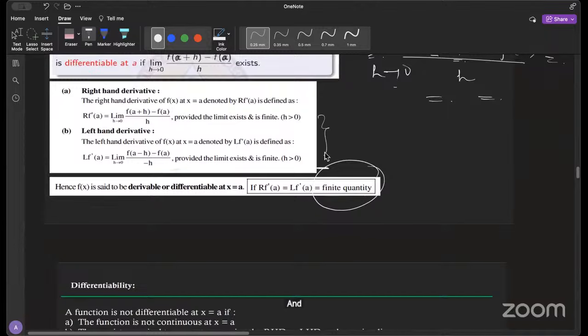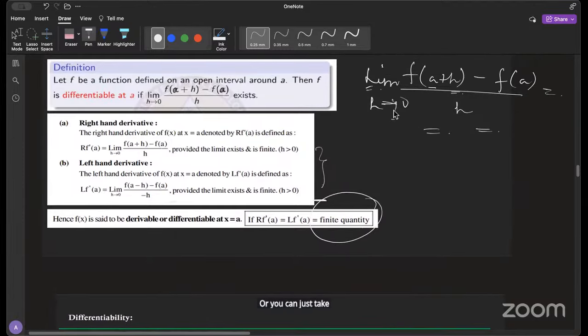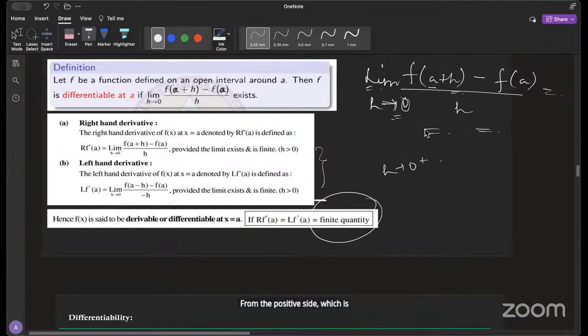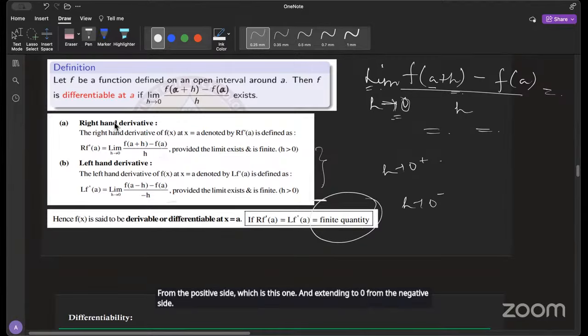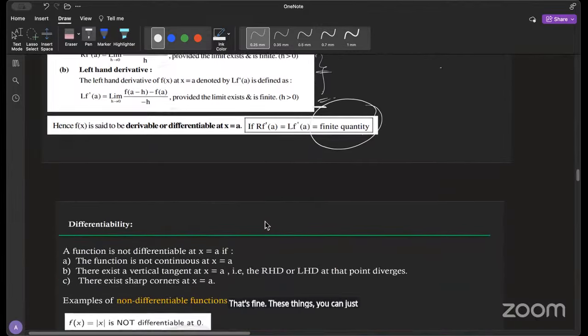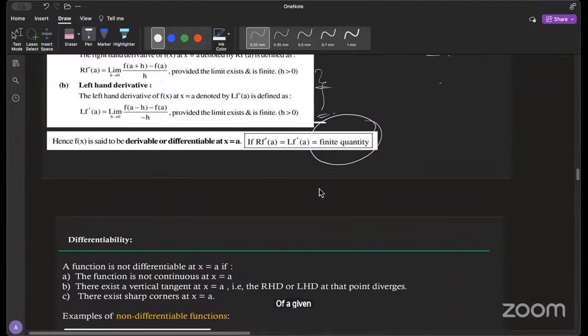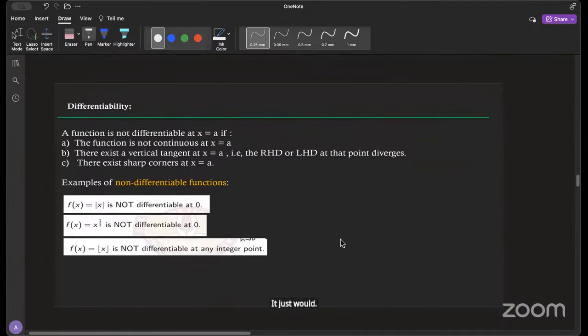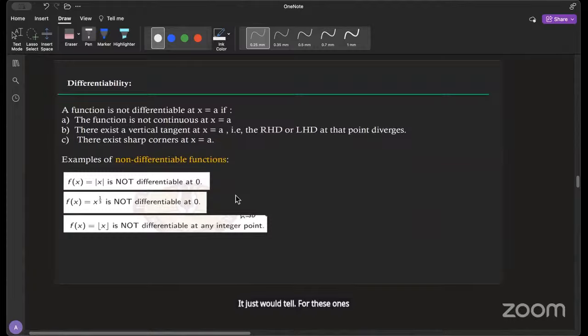Of these two parts, you can either take these as they are given here, or you can just take this one. When you write h tending to 0, this includes both h tending to 0 from the positive side, which is this one, and h tending to 0 from the negative side. Let's just not go there. You can just use this one. That's fine. These things you can use to find the differentiability of a given function at a point. Let's just do this for one example.